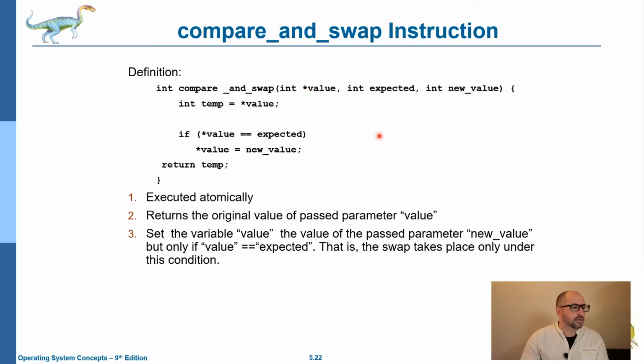So again, compare and swap. We compare value to its expected value. If it is true, then we swap in the new value for value. If value is not equal to expected, we do not swap in the new value, and we return whatever the value was when we enter the instruction.